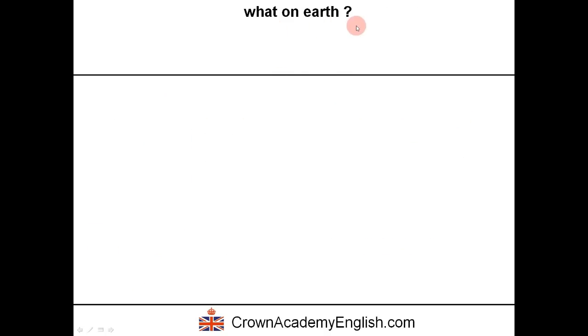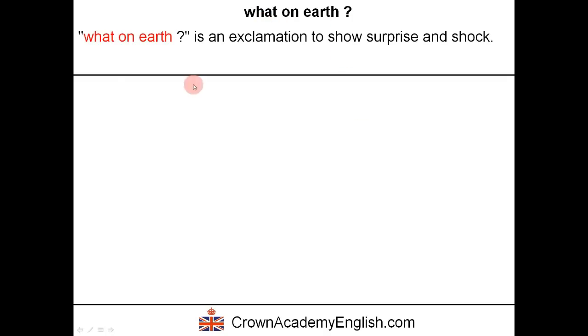What on earth? This is a good one. Okay, so this is a question word or question words. So what on earth is an exclamation to show surprise and shock. So we use this as a question word. We use it in the same way as the "what" question word, but it expresses more surprise and more shock.